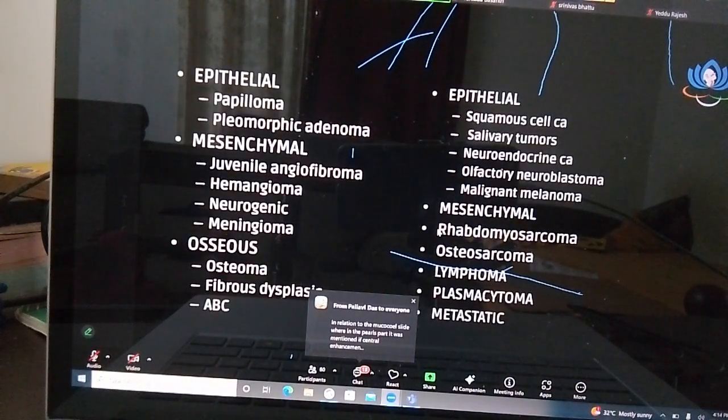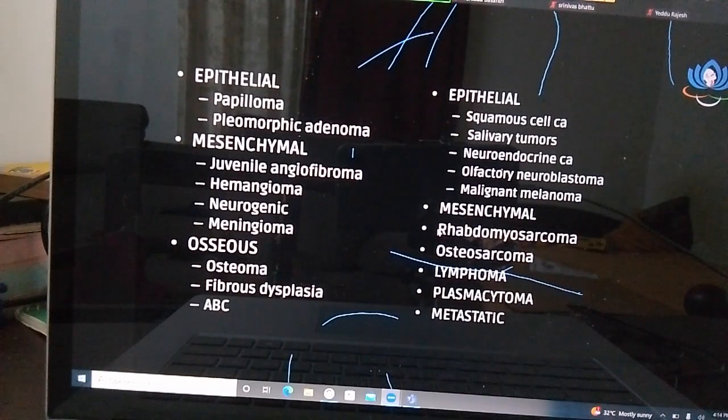What are the neoplasms that can occur? We have benign and malignant neoplasms. Epithelial papilloma, adenoma can occur. Juvenile angiofibroma, hemangioma, neurogenic tumors and meningioma can occur, as can osteoma and fibrous dysplasia. Aneurysmal bone cysts, that's ABC, can occur in the osseous lesions. Among epithelial lesions, squamous cell carcinoma, salivary tumors, neuroendocrine carcinoma, olfactory neuroblastoma, and malignant melanoma can occur. Among mesenchymal lesions, rhabdomyosarcoma and osteosarcoma can occur, and also lymphoma, plasmacytoma, and metastatic lesions.